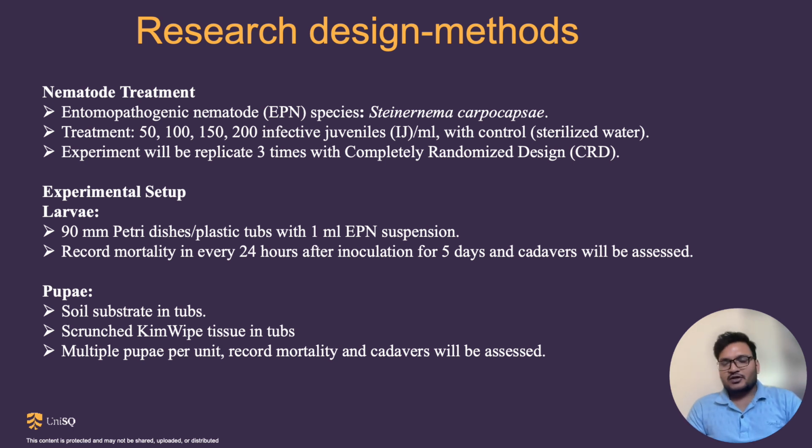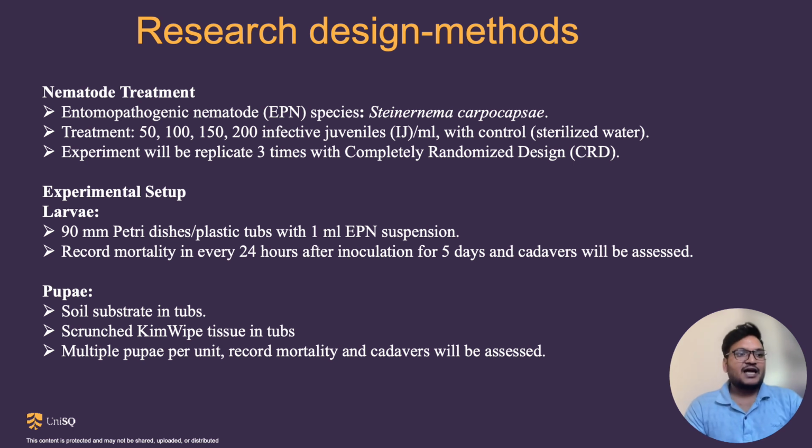Each treatment will contain 5 larvae, and each treatment is replicated 3 times, and a completely randomized design will be used in this experiment. So the experimental setup with the larva: a 90 mm petri dish with filter paper will be used. Each dish will receive 1 ml of entomopathogenic nematode suspension using a pipette. Food is added to the vessels, such as a piece of sweet potato or discs of maize leaf. The vessels are sealed while providing ventilation.